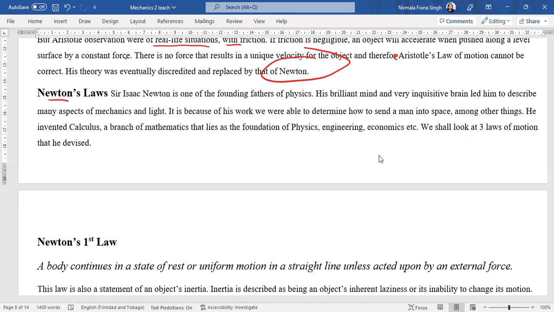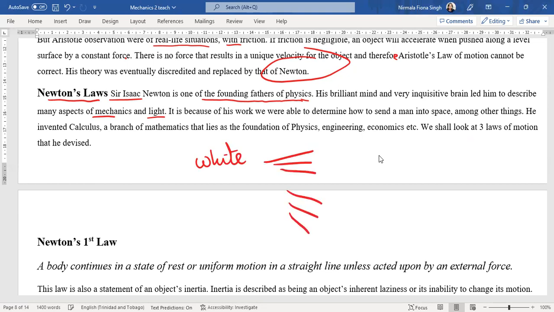Newton's laws. Sir Isaac Newton is one of the founding fathers of physics. Not only that, his brilliant and very inquisitive mind led him to describe many aspects of mechanics and light. He was the first person to understand that white light can actually be broken up into, anybody want to tell me, what it'll be broken up into?